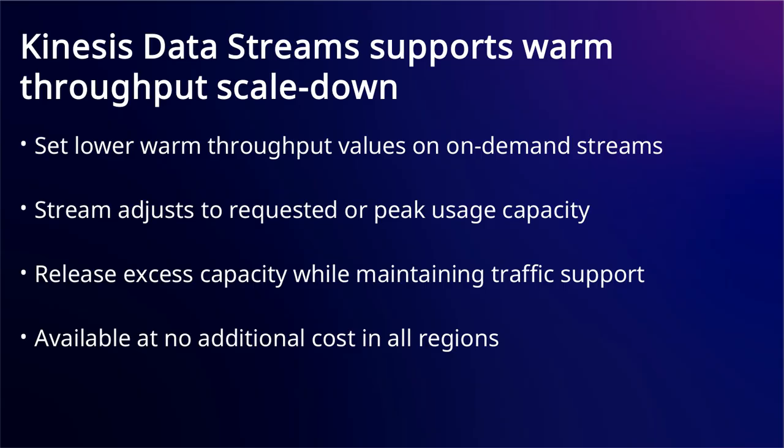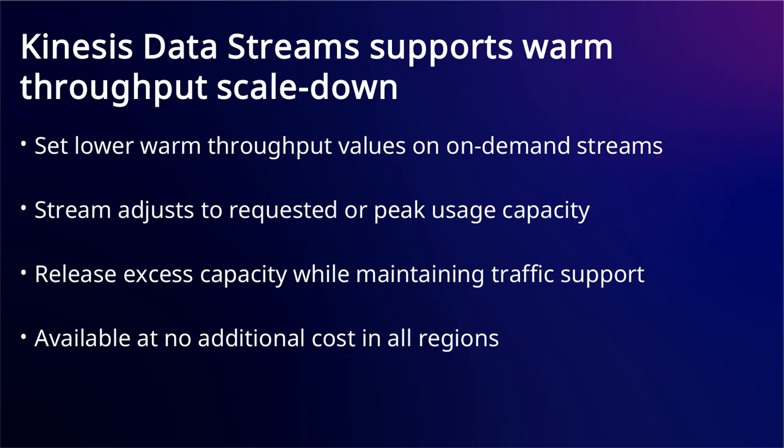When you run streaming data workloads, capacity management becomes challenging when traffic patterns fluctuate. While Kinesis Data Streams on-demand mode automatically scales up ingest capacity during traffic spikes, you previously could not scale down when demand decreased, resulting in paying for unused capacity.